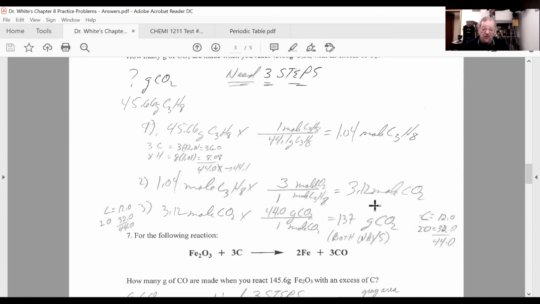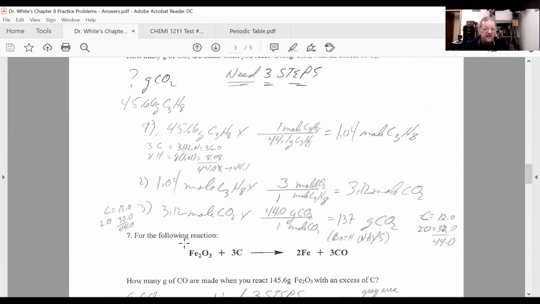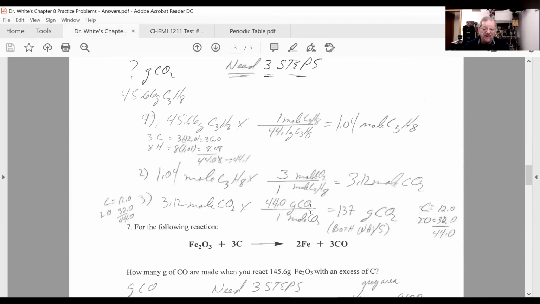But anyways, grams of CO2 goes on top of the ratio. Moles go underneath. Where do I get the relationship? 1 mole equals the molecular weight of that compound in grams, and the molecular weight of that compound is the sum of all atomic weights in that compound. And therefore, what's the molecular weight of CO2? Oh, look, somebody was nice enough to put it on the paper. Thank you, Dr. White. You're welcome.